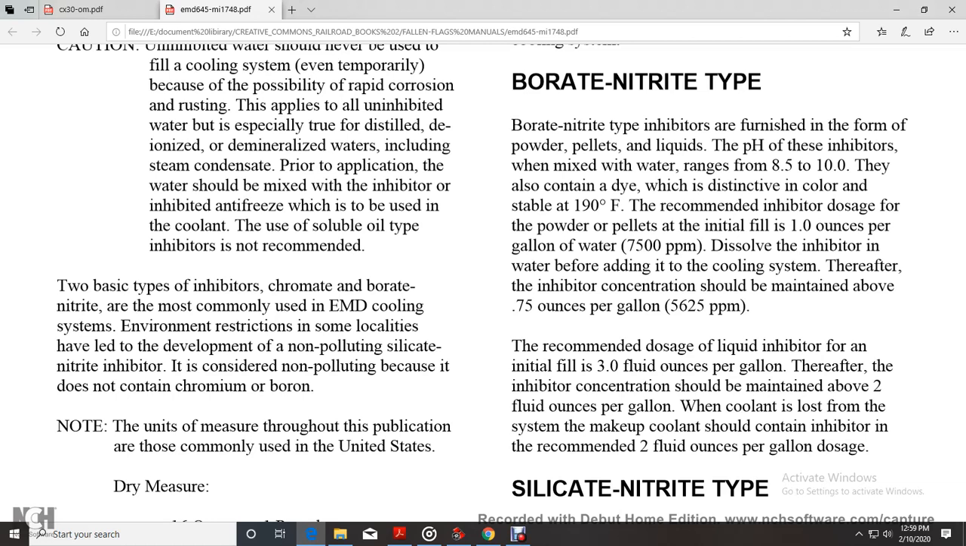Dissolve the inhibitor in water before adding it to the cooling system. Thereafter, the inhibitor concentration should be maintained at 0.75 ounces per gallon, at 5,625 parts per million. The recommended dose of the liquid inhibitor for the initial fill is 3 fluid ounces per gallon. Thereafter, the inhibitor concentration should be maintained at 2 fluid ounces per gallon. If coolant is lost from the system, the makeup coolant should contain the inhibitor at the recommended dosage of 2 fluid ounces per gallon.